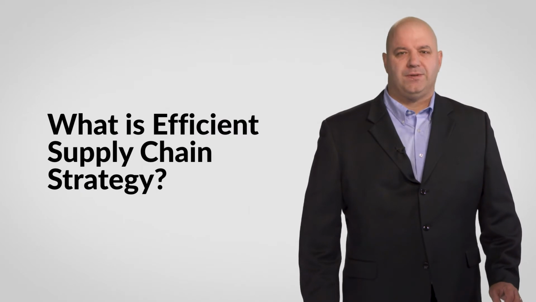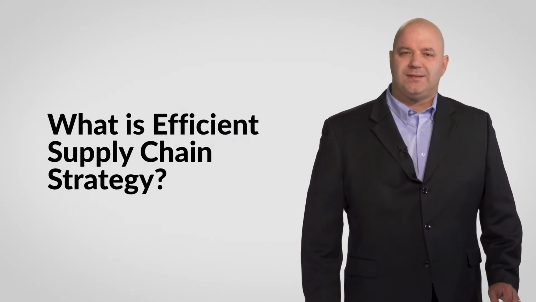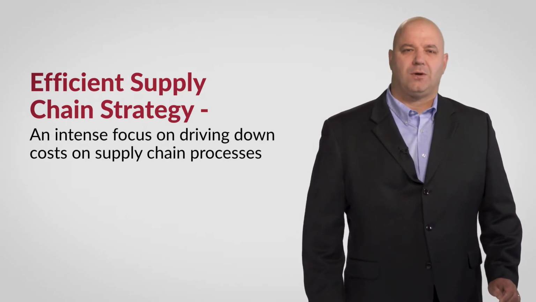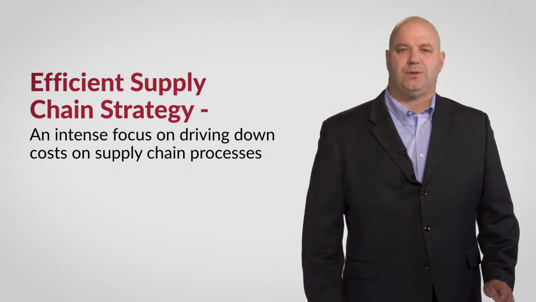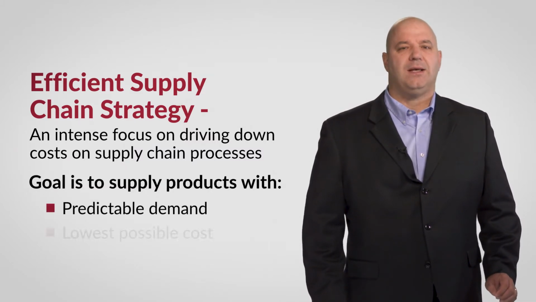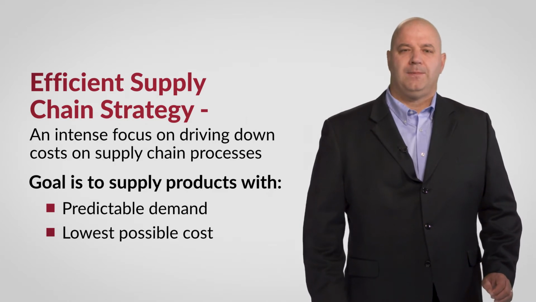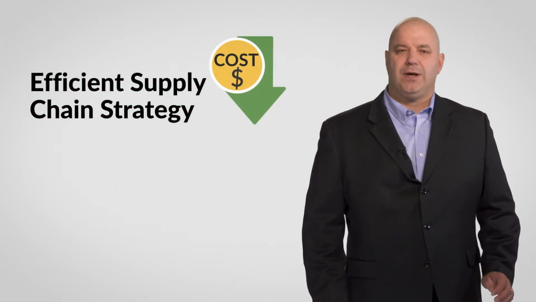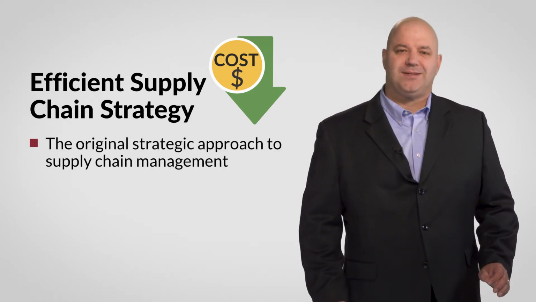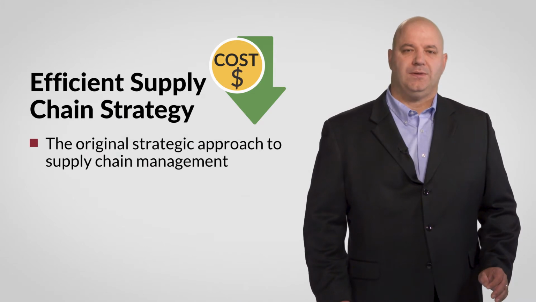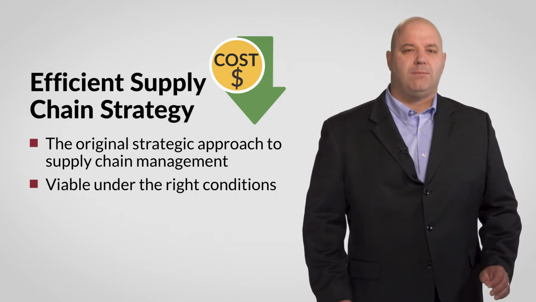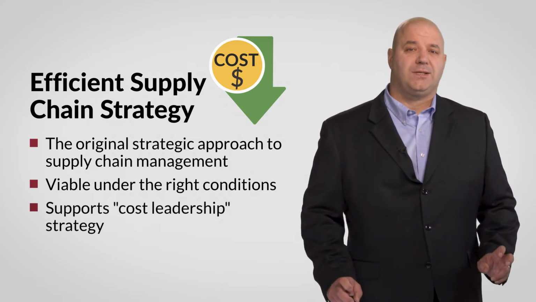So what is an efficient supply chain strategy? Quite simply, it's a supply chain strategy with an intense focus on driving down costs across all supply chain processes and functional areas. Its goal is to supply products with predictable demand at the lowest possible cost. Unlike many strategic trends that come and go every few years, efficient supply chain strategy is an oldie but goodie that still exists today in many organizations. Under the right conditions, this strategy is very viable and clearly supports the generic corporate strategy of cost leadership.